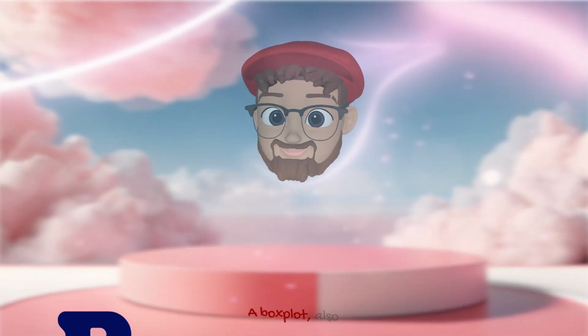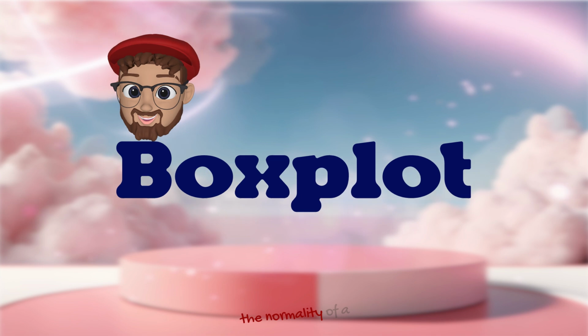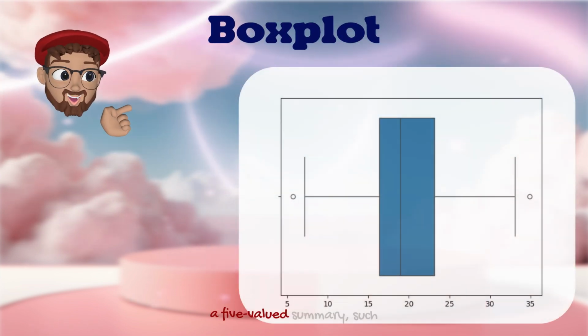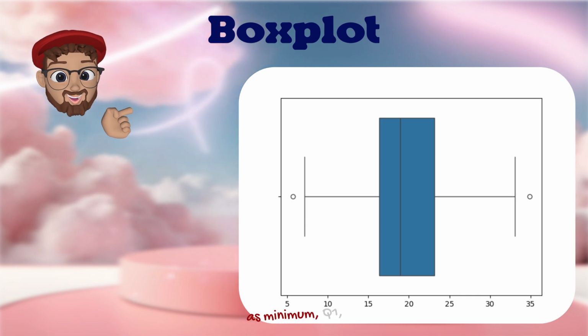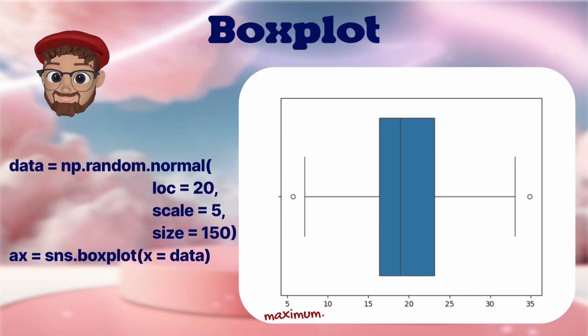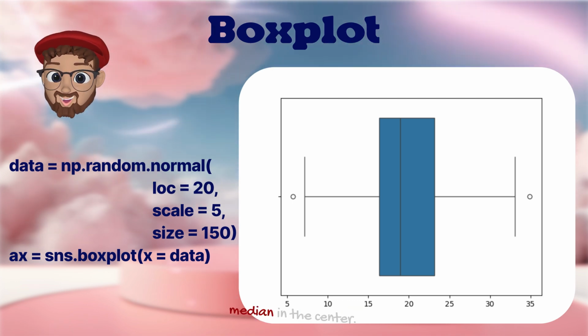A box plot, also known as a box and whisker plot, is another way to visualize the normality of a variable. It displays the distribution of data based on a five-value summary: minimum, first quartile, median, third quartile, and maximum. If your variable is normally distributed, we should see the mean and median in the center.